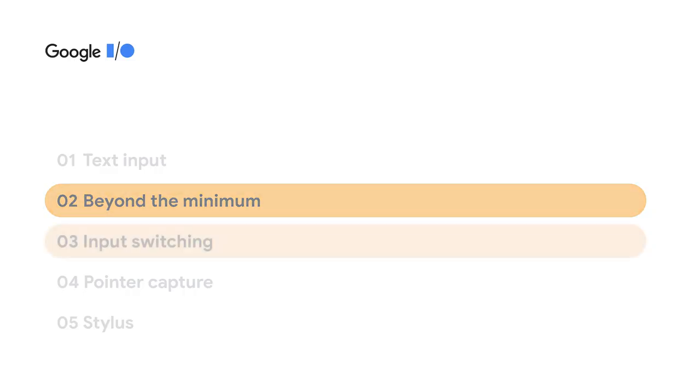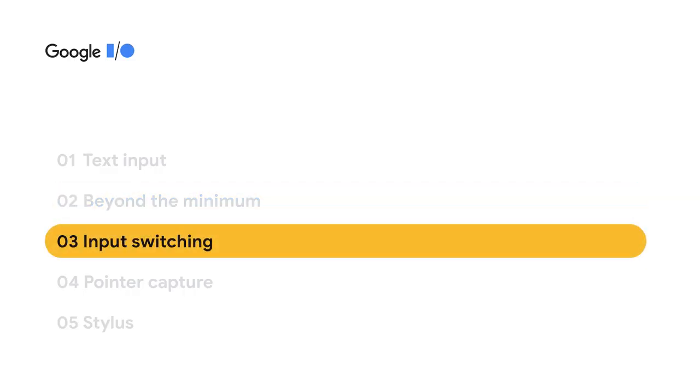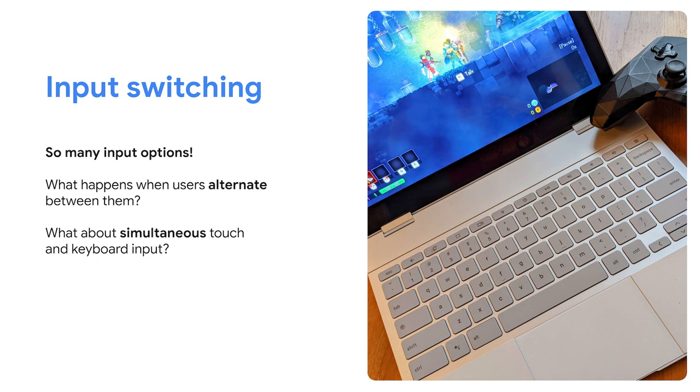With so many great input options, another issue arises. What happens when users switch between them? Maybe I start playing a game in laptop mode, then move over to the couch and flip it into tablet mode, and then later on, tent the device, put it on the coffee table, and attach a game controller.